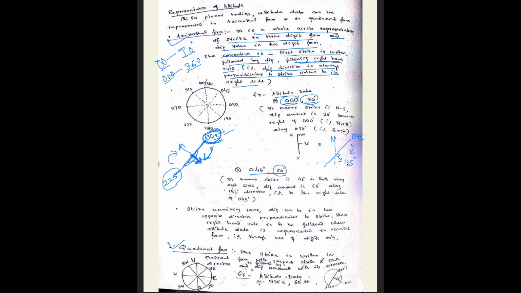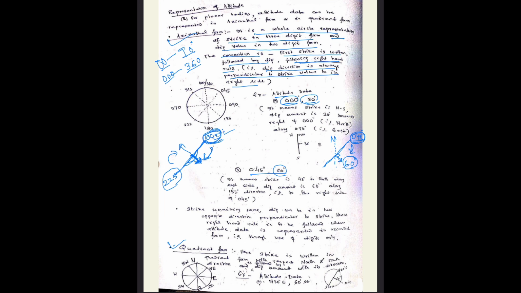And if this 60 degrees will be the dip amount, here we do not write this. We mention the dip value here. So here we will have to write 60 degrees, and this is 0, 4, 5 degrees. 0, 4, 5 degrees is the strike direction, represented in 3-digit form. 60 degrees, the dip amount, is represented in 2-digit form, and the dip direction is towards the right of the strike value. So this is to this side.